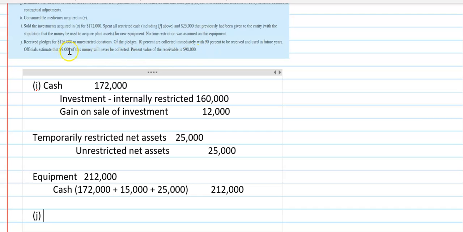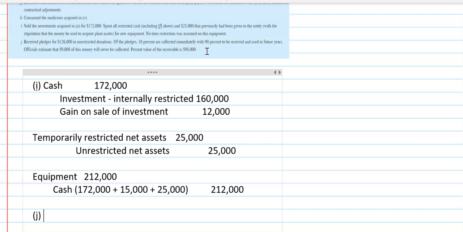Now, they also estimate that 9,000 of this money will never be collected. And the 90% of it that they will collect in future, of course, we assume it will take more than a year. We have to take the present value, and the present value of this money is $98,000. So now here, think of it.